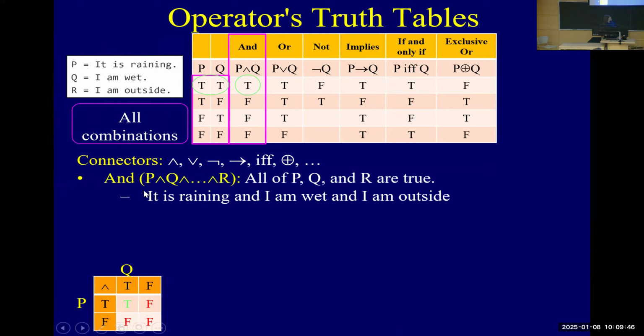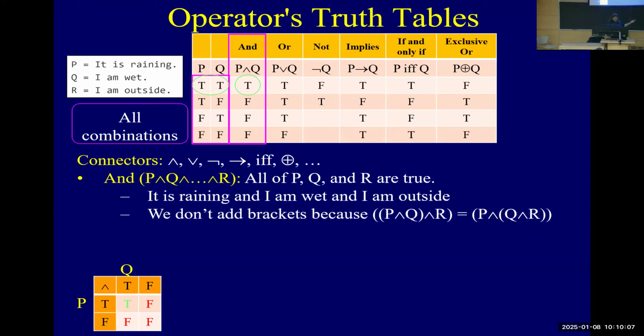And so now here, we could do the and of as many things as you want. And like addition, you say, well, should we put in brackets here? In what order do we evaluate these? And it doesn't matter which order you put the brackets, right? It's only true if they're all true, right? It's the same. We don't need brackets.